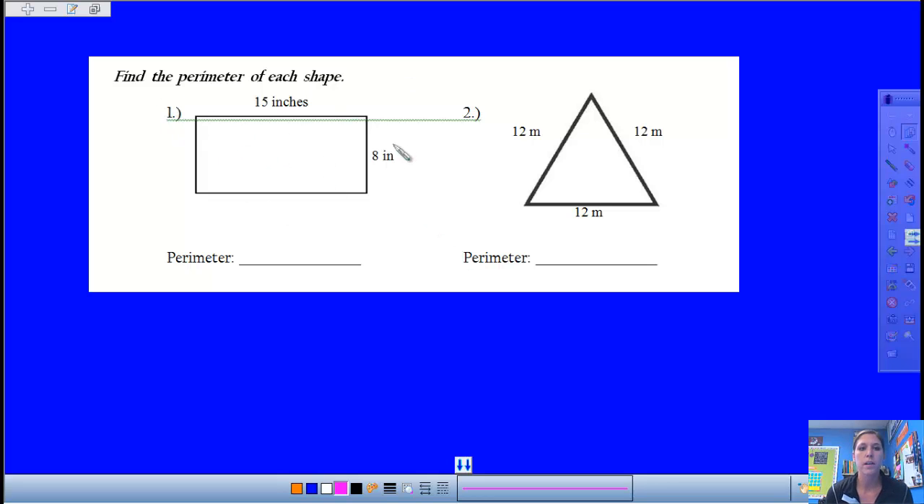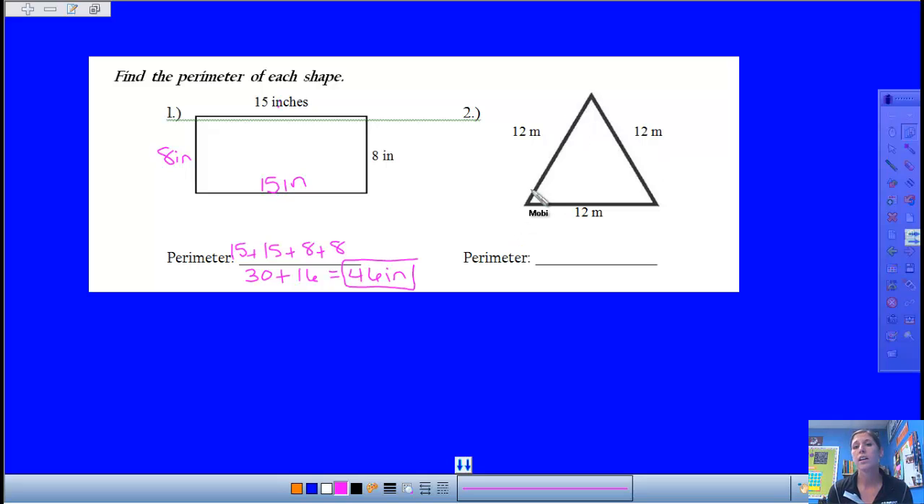So the perimeter of this rectangle, we know the perimeter is the distance around. So we're going to need to add up all the sides. So if you don't know, 15 inches here would mean 15 inches on the bottom of this rectangle, and 8 inches would be the same on this side. So we would add up 15 plus 15 plus 8 plus 8. So I know that 15 plus 15 is 30. 8 plus 8 is 16 for a total of 46 inches. So my rectangle perimeter would be 46 inches.